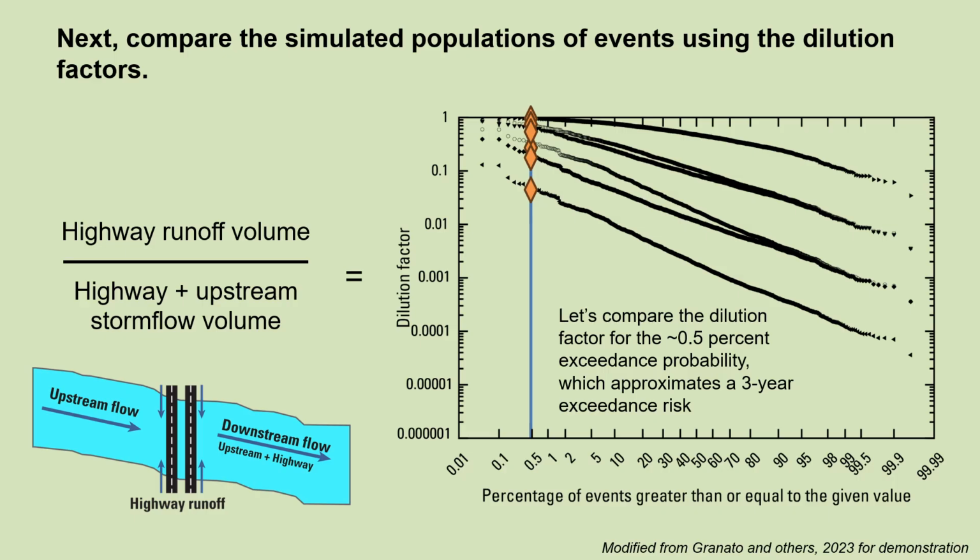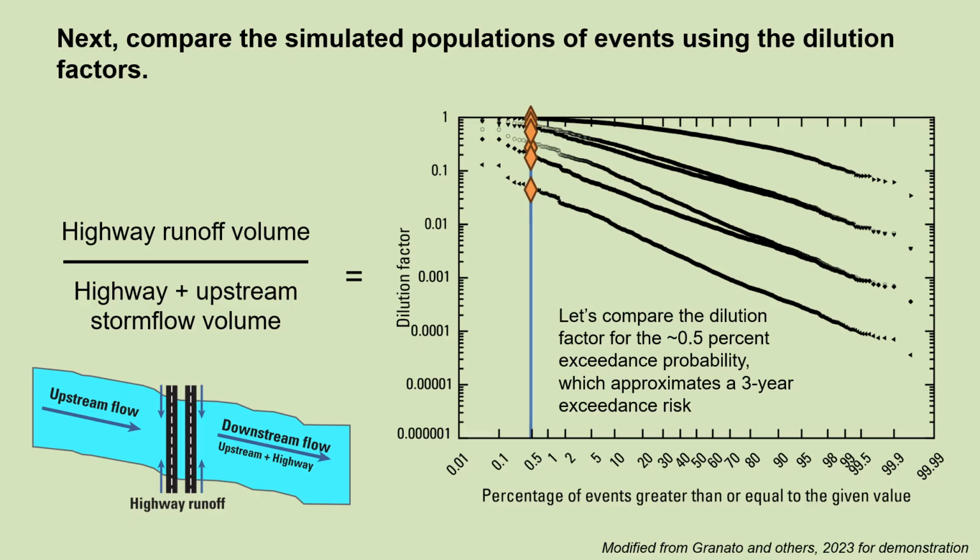So that is the variable that we're showing in this case, and the dilution factor is on a scale from 0 to 1, and 1 means really there's no dilution. It means all of the downstream flow is highway runoff. So that's what this little equation here is showing: highway runoff volume divided by the highway and upstream storm flow volume. Those two elements together create our downstream flow, which gets at our dilution factor. So with all of that, let's get into how we might rank these.